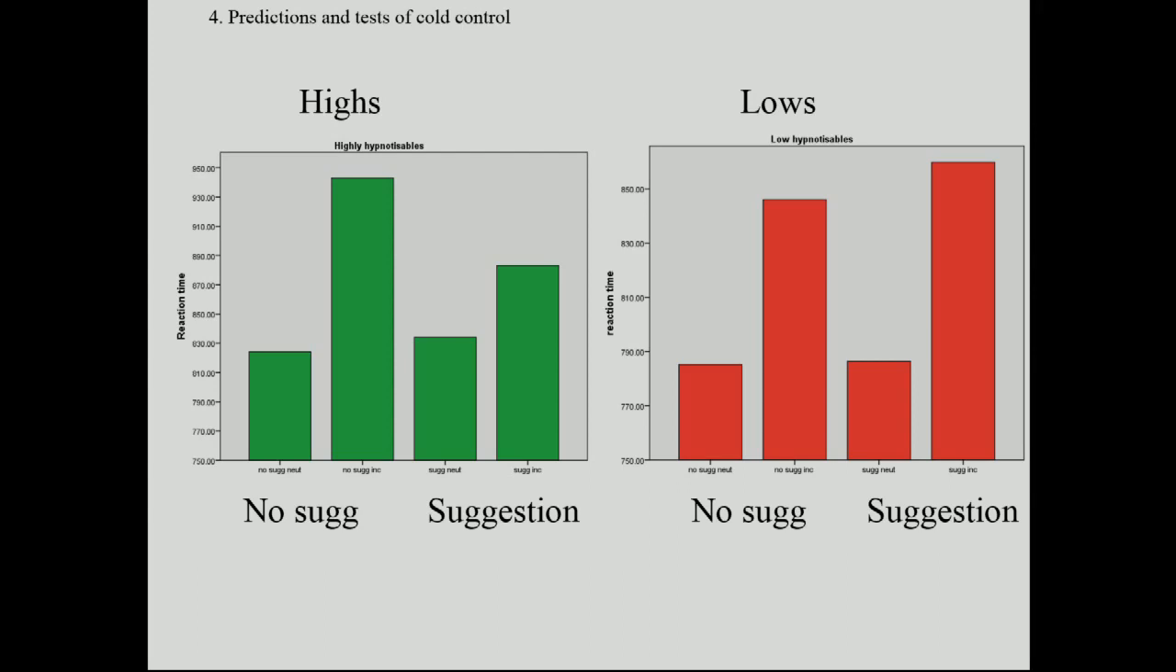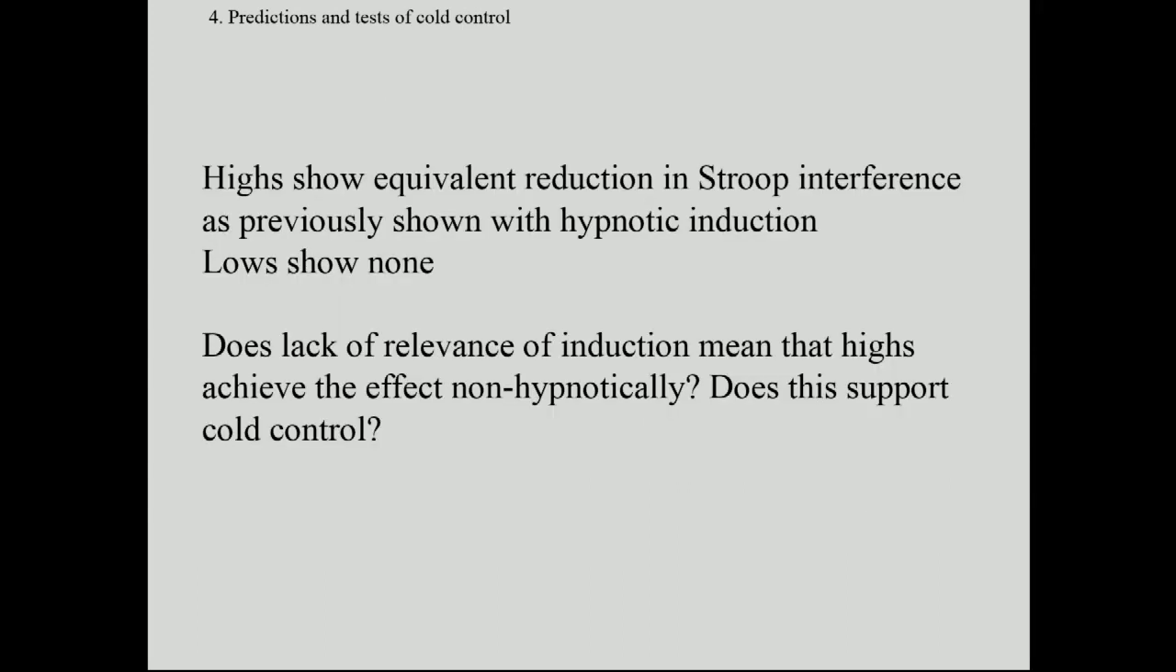So does this support cold control? On the face of it, the RAS suggestion looks problematic for cold control because people seem to gain an amazing ability. So then I say, yes, but you don't need a hypnotic induction. It doesn't need to be hypnotic, so it's not as if hypnosis has given them a special ability.